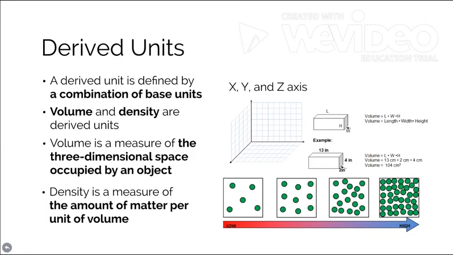If we start here with just 5 particles, we can say that we have a relatively low density. With 9 particles, it's a little bit more dense, and the more green particles that we stuff into the same space, the more our density will rise.